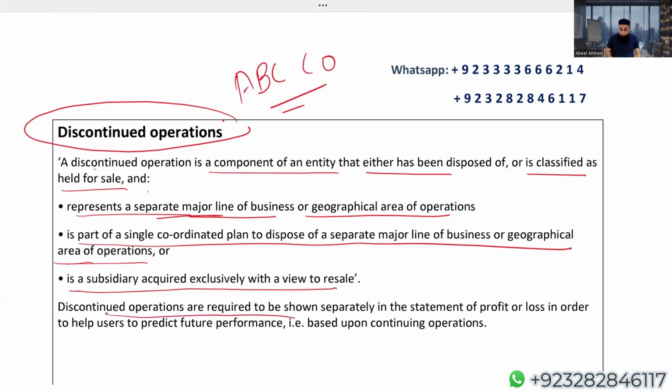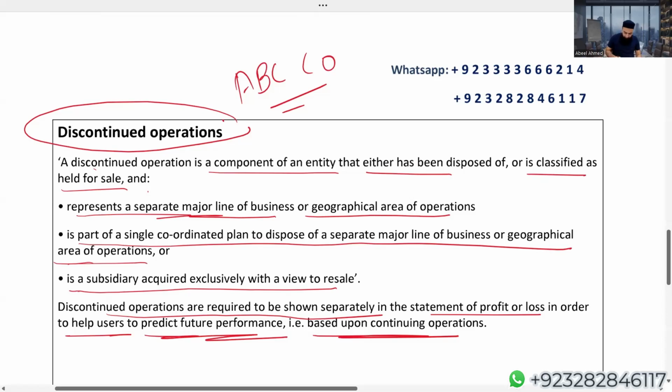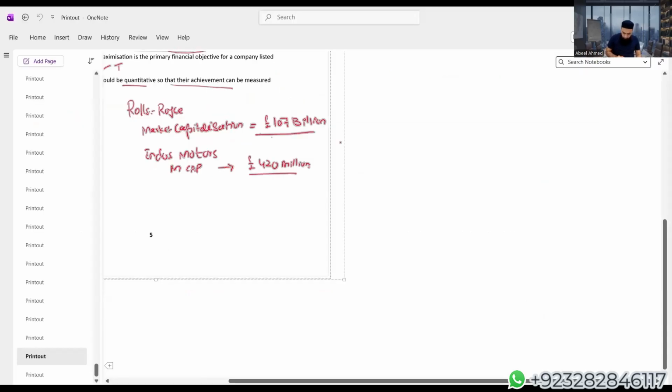Discontinued operations are required to be shown separately in the statement of profit and loss in order to help, look at this, what is written, users to predict future performance that is based upon continuing operations. So obviously those operations continue. You will be generating profit on the basis of those operations. They are continuing right now, and they will continue in the future. So it is necessary to show your discontinued operations once the criteria is met. That was a very quick revision of IFRS 5. Now let's see the questions.